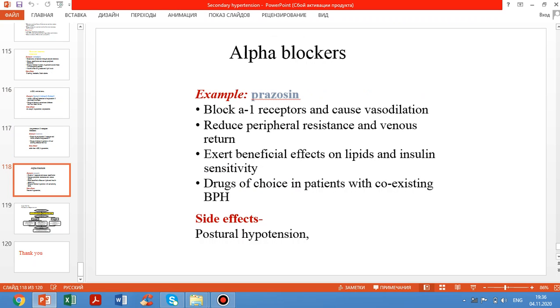Alpha blockers: prazosin blocks alpha-1 receptors and causes vasodilation, reduces peripheral resistance and venous return, and exerts beneficial effects on lipids and insulin sensitivity. Drugs of choice in patients with coexisting benign prostatic hyperplasia. Side effects: postural hypotension.